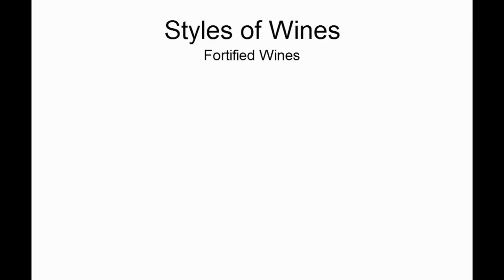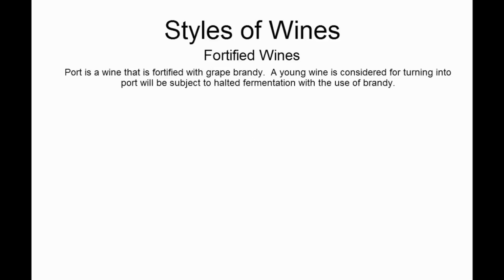Finally, we will discuss port. Port is a wine that is fortified with grape brandy. A young wine considered for turning into port will be subject to halted fermentation with the use of brandy. This leaves some of the grape's sugar unfermented, causing sweetness in the wine. Port is then aged in oak casks.